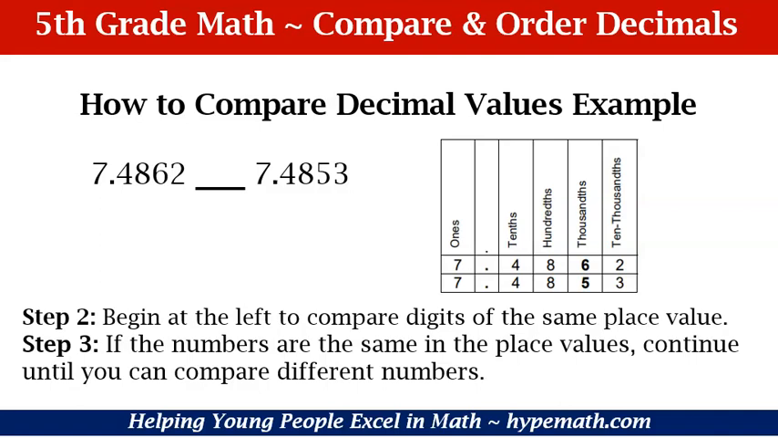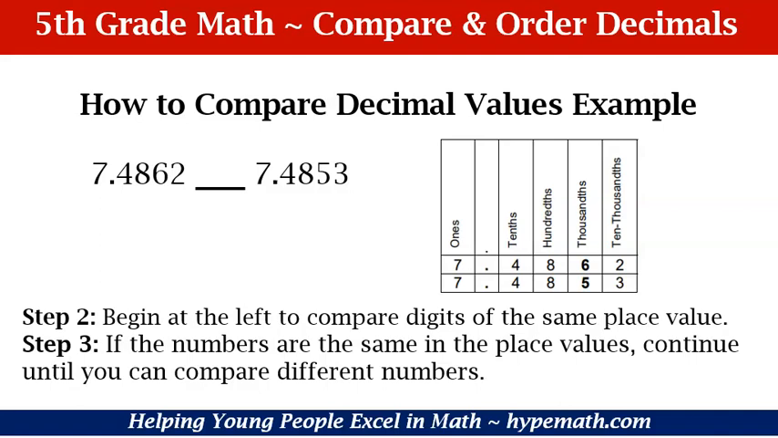We said that the numbers are the same in the ones place. We need to move to the right to the tenths place. Both numbers have the same number in the tenths place, 4. So now we need to move to the right to the hundredths place. Guess what? We have the same number as well. Now we need to move to the thousandths place.